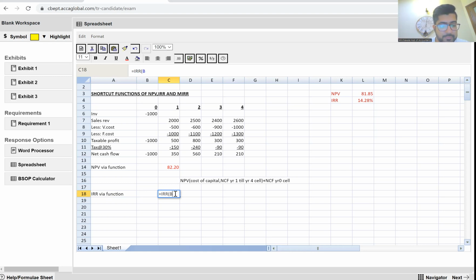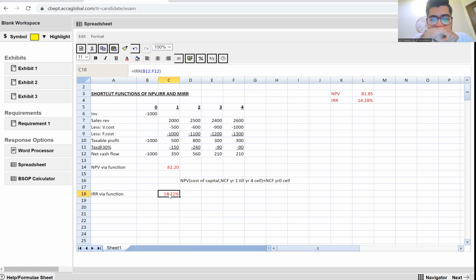So B12. Remember, in NPV, I didn't take B12. I started from C12, from year 1. But here, all net cash flows, B12 till F12, the last one. IRR. Okay. Writing so many decimal places is unprofessional, so make this a percentage with 2 decimal places. It's 14.22%. Remember, you got 14.28 earlier, now it's 14.22.